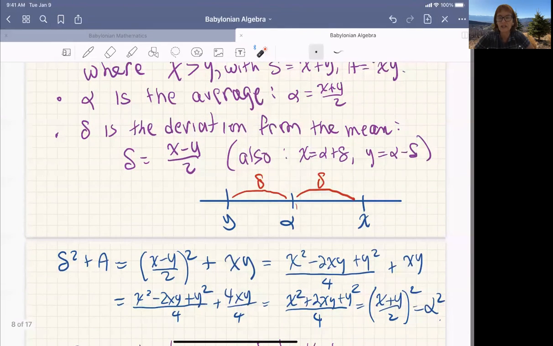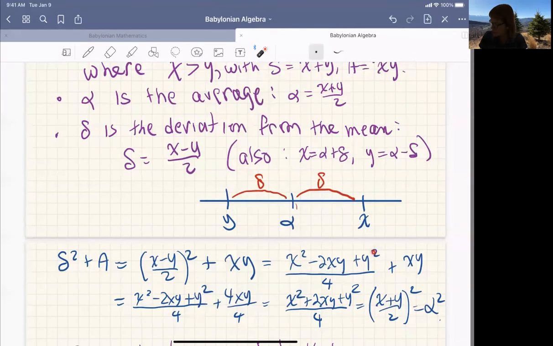And so here's the algebra. Usually when I'm proving an algebraic formula or that sort of thing, I start with the more complicated side and then try to simplify it to get to the simpler side. And that method works well here. So basically, I'm just going to plug in everything. So delta squared. Delta is x minus y over 2. Square it. The area is x times y.